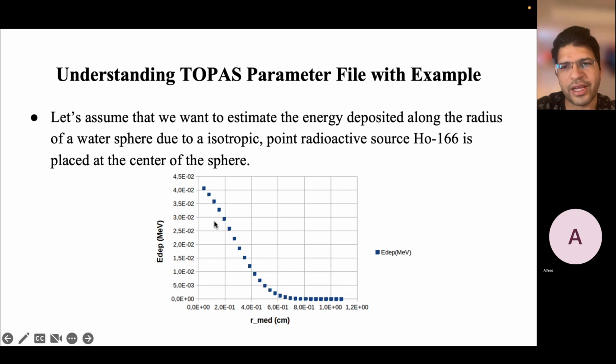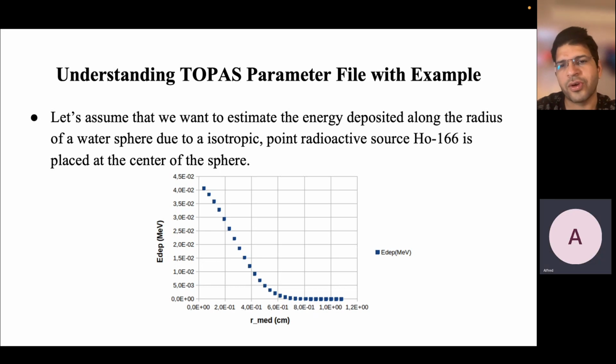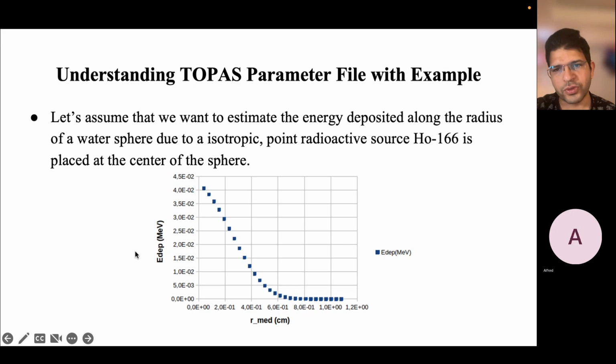So I'm showing how you are going to do your simulations. It's just a first example, or first look, at how things are going to be. First you get an idea of what you want to do. You clearly know that we want to estimate the energy deposited along the radius of a water sphere from an isotropic point source, that is radioactive hafnium-166, which is placed at the center of the water sphere.